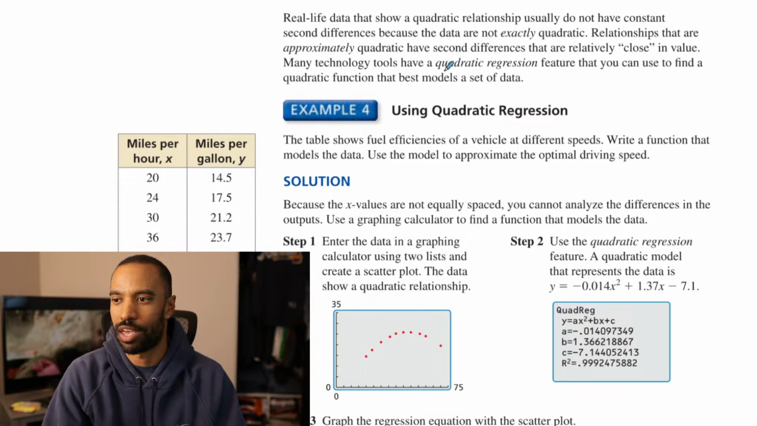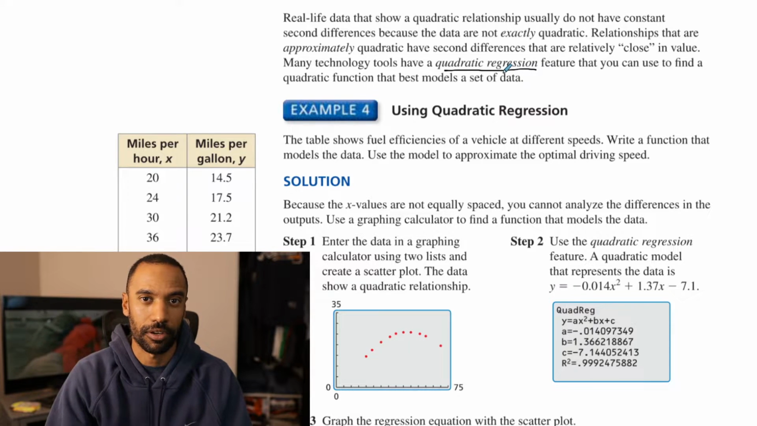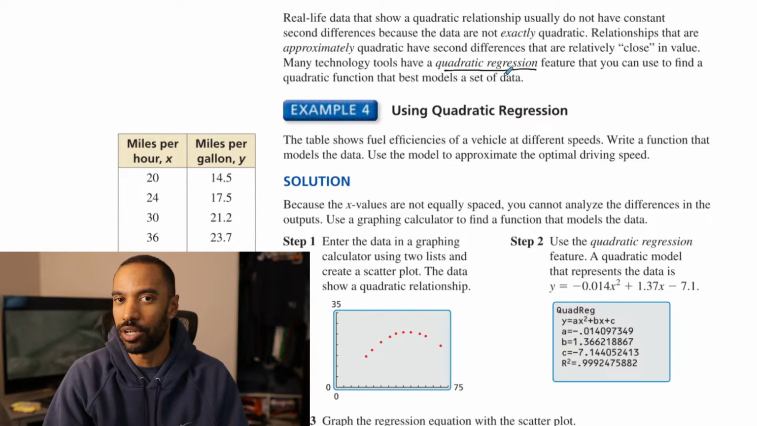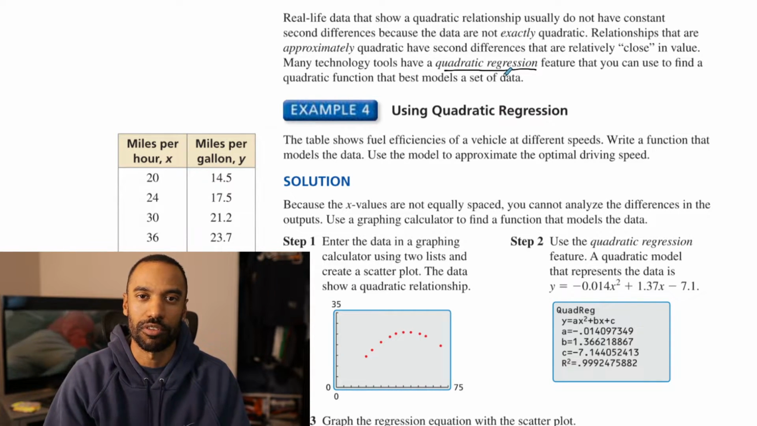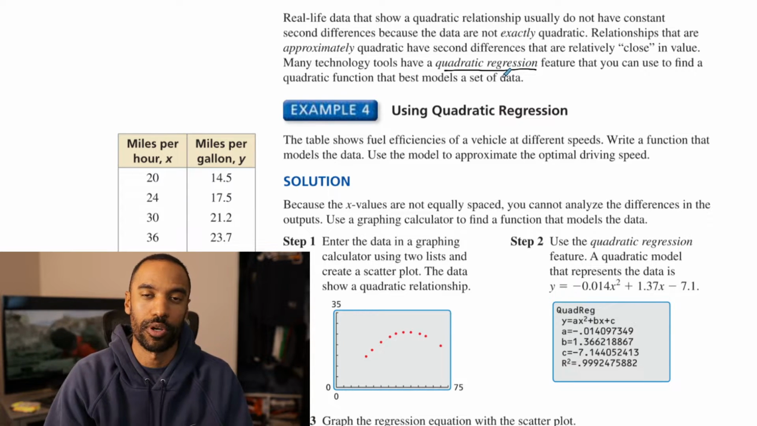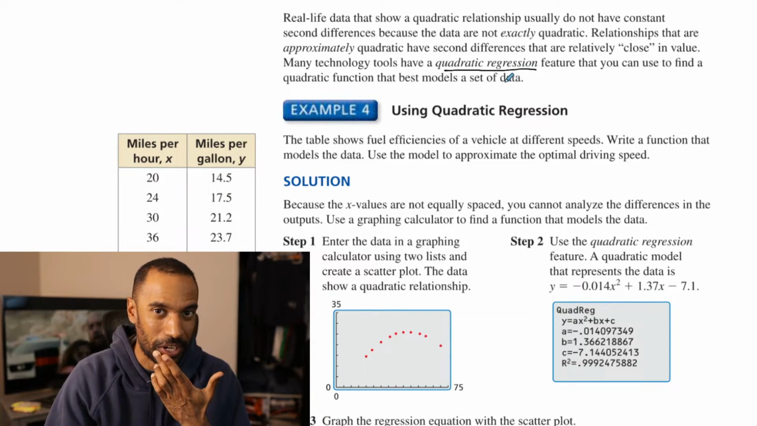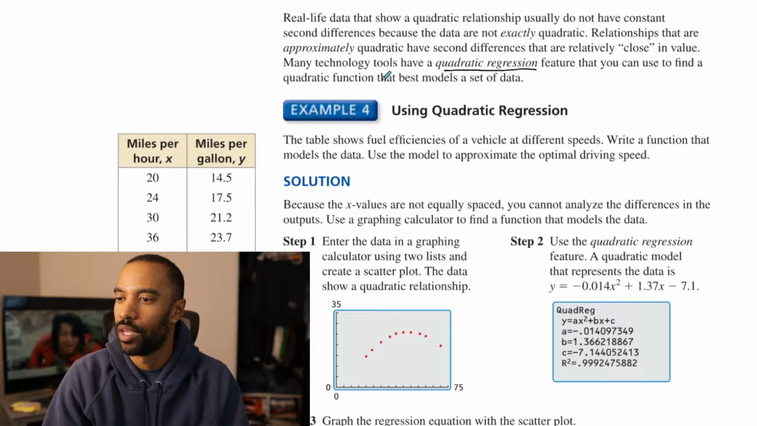Many technology tools have a quadratic regression feature. If you recall, when we used the graphing calculator before for the linear regression feature, there was a quadratic regression feature that we didn't use because our points were not really quadratic in nature, they were linear. But now we're going to use it, it looks like.